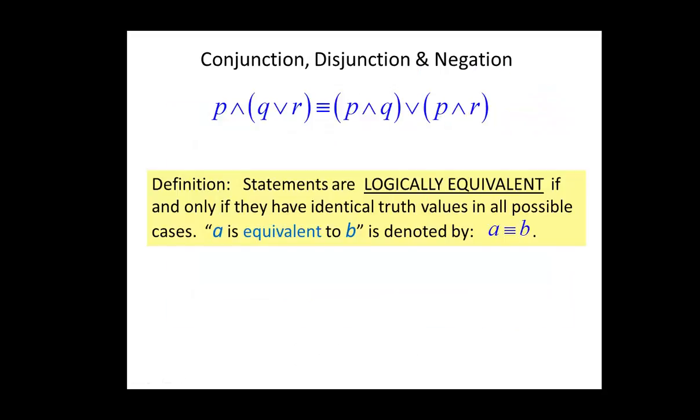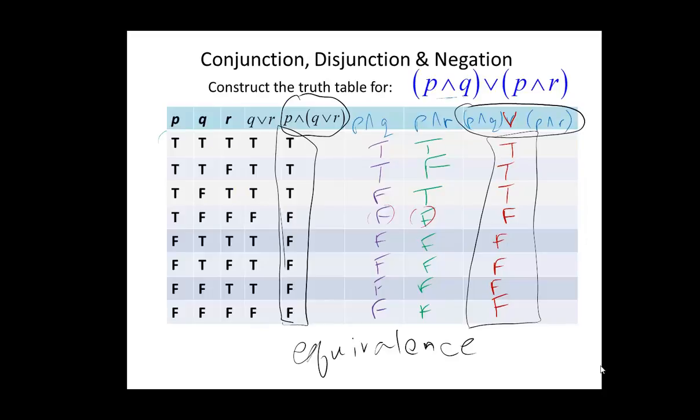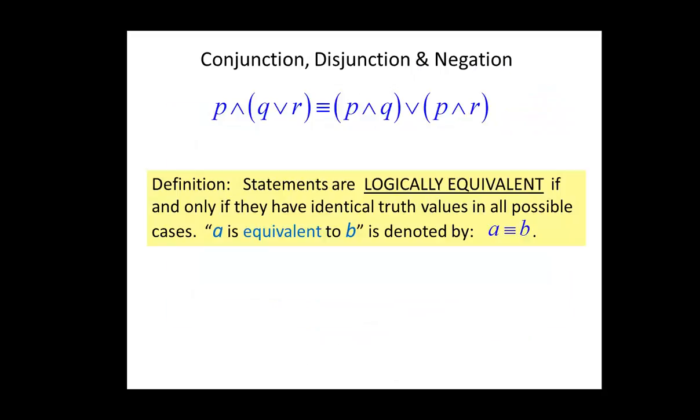And here's our definition. Statements are logically equivalent if and only if they have identical truth values in all possible cases. Let's go back for a moment. Do you see how these two columns were completely identical? Therefore, these two expressions are logically equivalent. And this is the symbol that we use to denote equivalence.